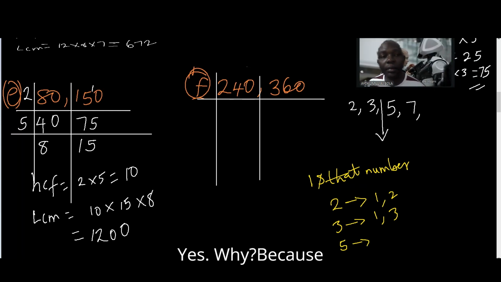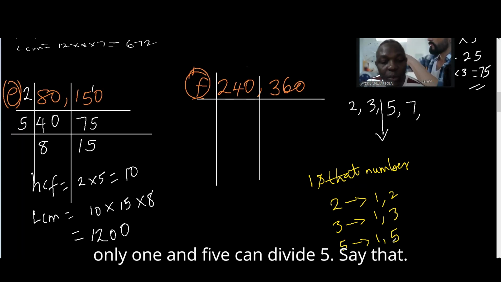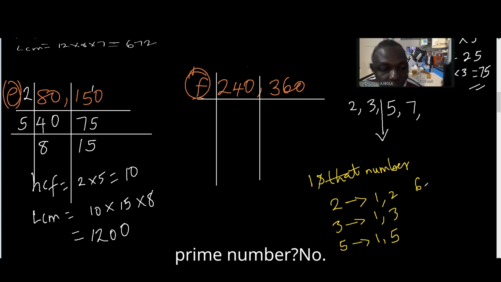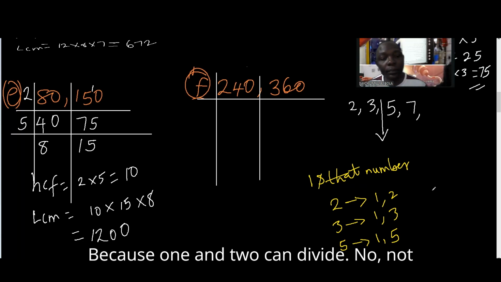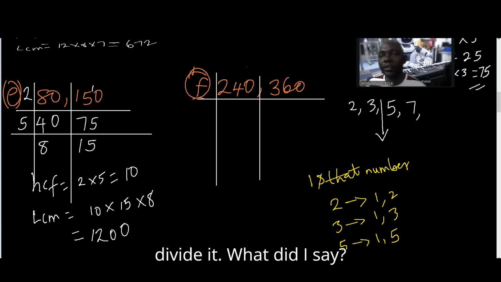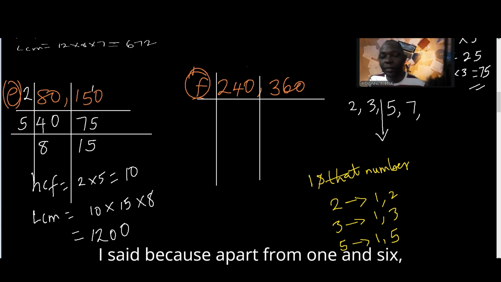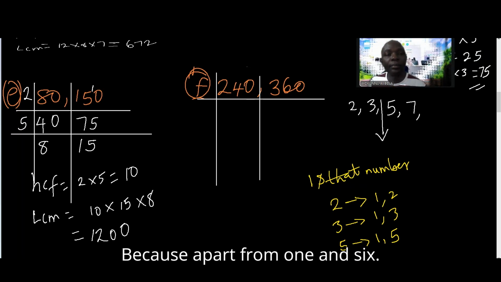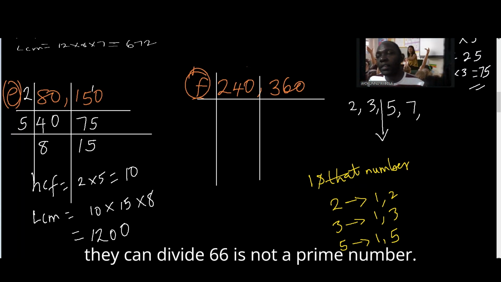Yes. Why? Don't just say 1 can. Just say only 1 and 5 can divide 5. Say that. Only one and five can divide five. Is 6 a prime number? No. Why? Because apart from 1 and 6, 2 and 3 can divide it. Because apart from one and six, two and three can divide 6. So because they can divide 6, 6 is not a prime number.